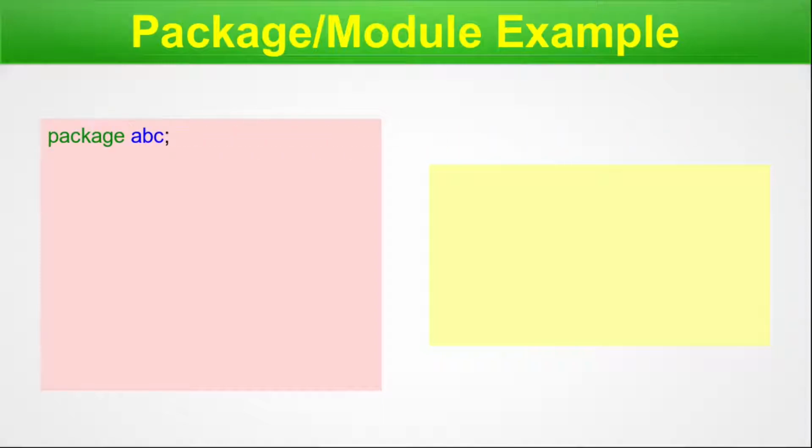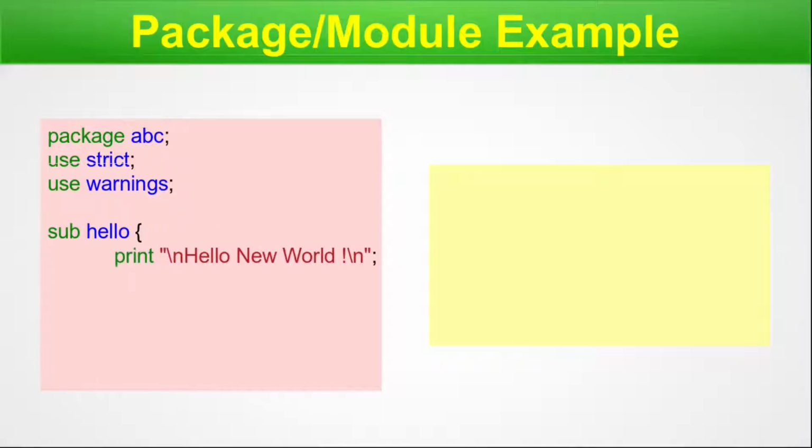We assume that this file has a module, with the name abc.pm, and inside it we are writing package abc. Then we use strict, use warnings, and sub hello. In hello, we print hello new world, and we close it.